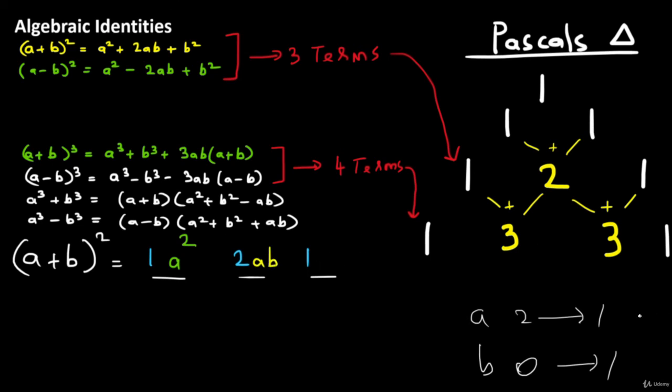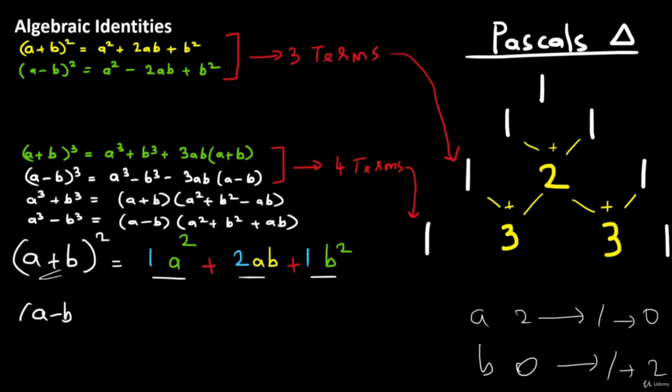Now over here again a's power goes from 1 to 0 and b's power goes from 1 to 2. So I have a to the power 0, and I don't need to write that because a to the power 0 is 1, and b to the power 2. So I have b square over here. Alright, now because I have a plus over here, I just need to fill all the places with plus, and this is the expansion of a plus b the whole square.